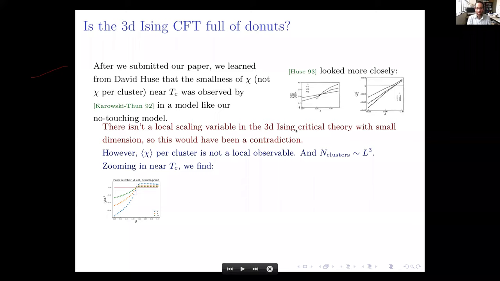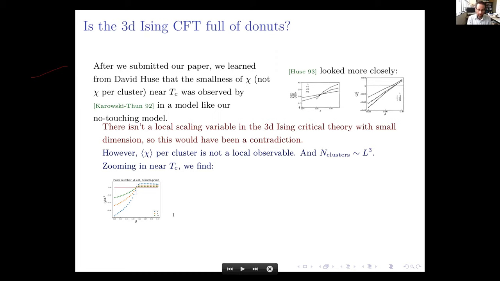And so we got excited because the thing we were measuring is not actually a local observable, right? Because we're dividing by this number of clusters, which is not something that you can measure locally. And moreover, the number of clusters grows with system size. And so we were optimistic that our observable might be more interesting than what David Hughes had studied. And so then we tried to zoom in, in the last couple of weeks, on the critical point.